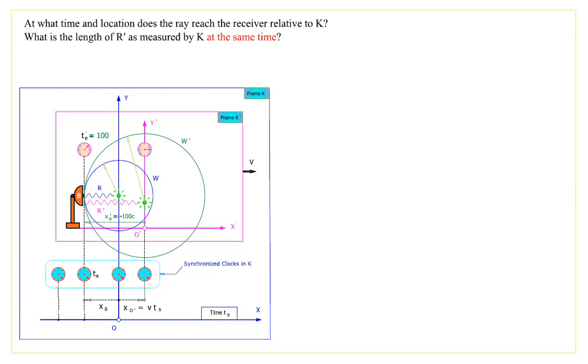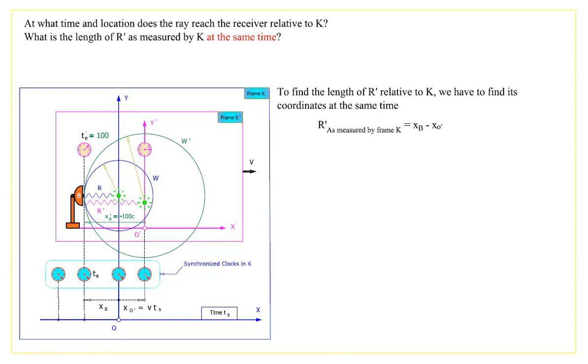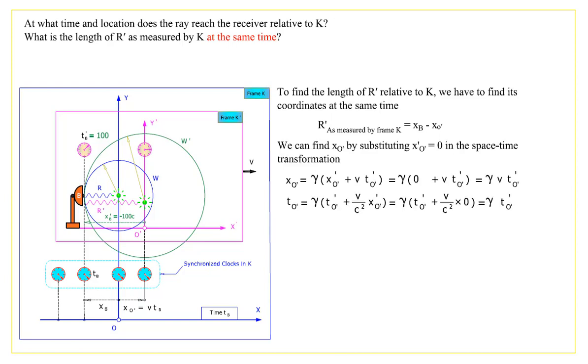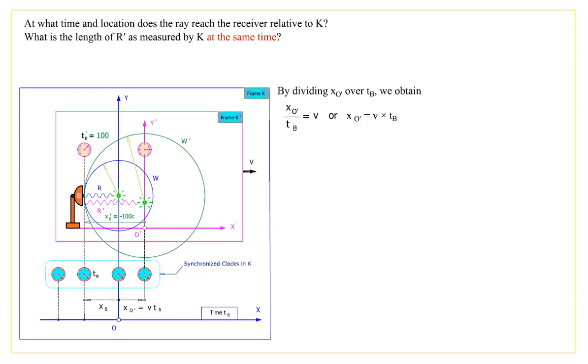What is the length of R' as measured by K at the same time? To find the length of R' relative to K, we have to find its coordinates at the same time. R' as measured by frame K equals x_B minus x_O'. We can find x_O' by substituting x'_O' equals 0 in the spacetime transformation. At time t_B, the coordinates of point O' relative to K will be the following.